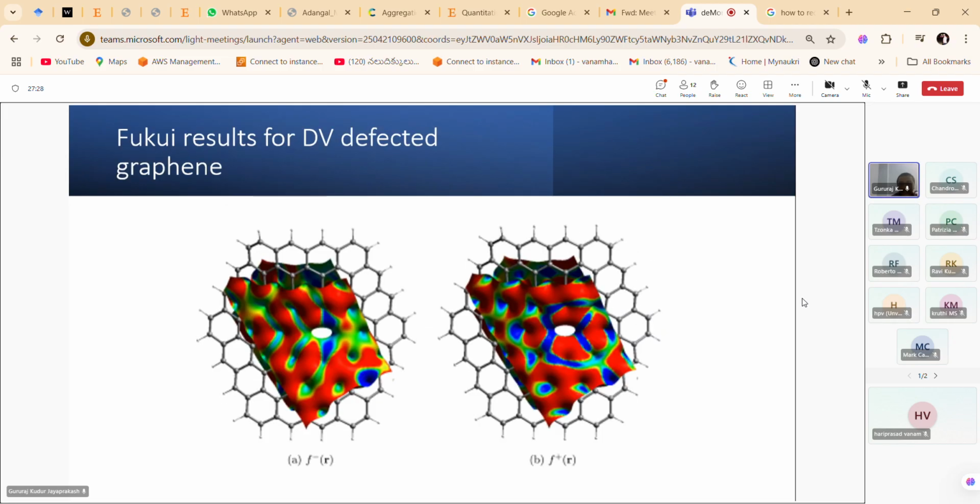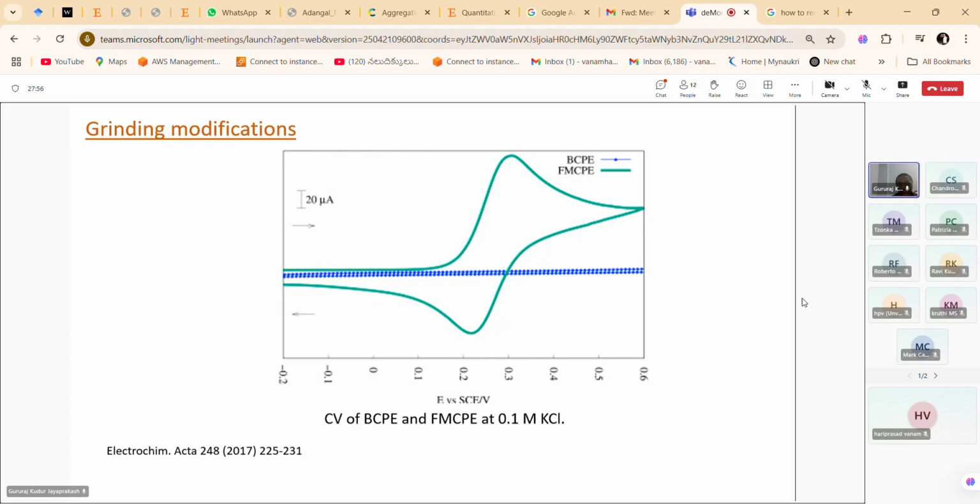So we confirmed our results like this, and then we did similar calculations for the double vacancy defect. Here we can see that due to the formation of defects, the carbon surface reactivity will change. This is very important when we perform any electrochemical experiments: if defects form, the reactivity will change. As a result, we will get different types of sensing applications.